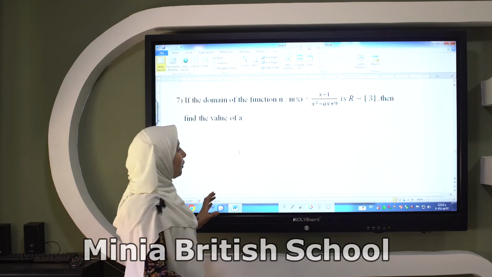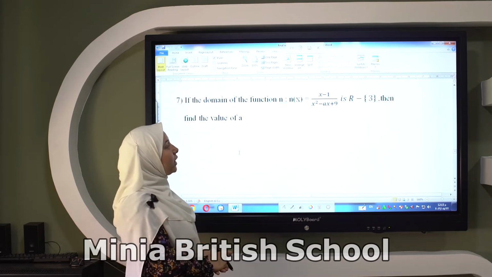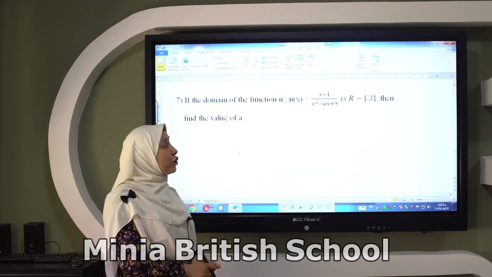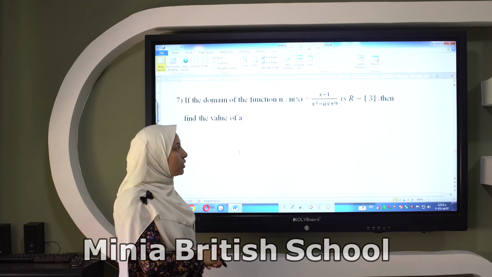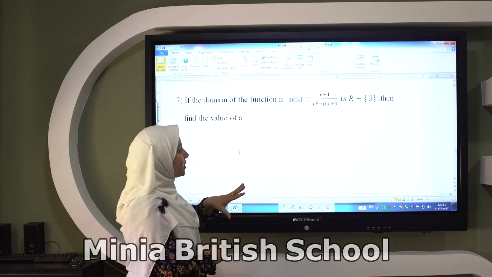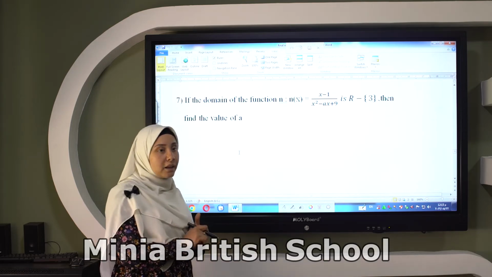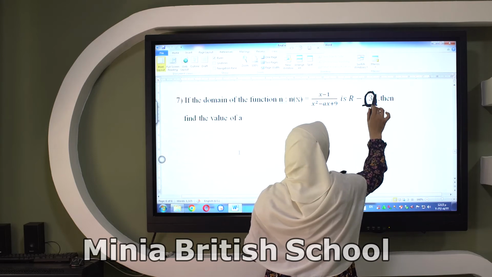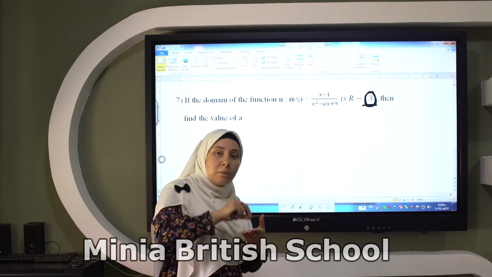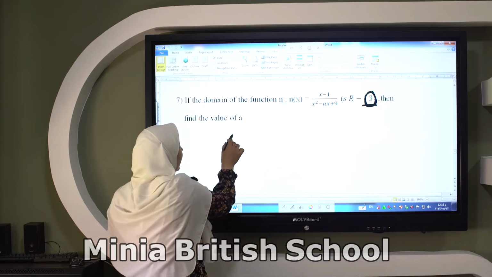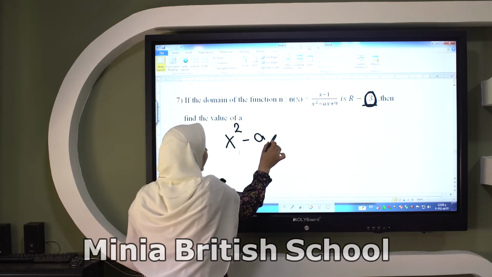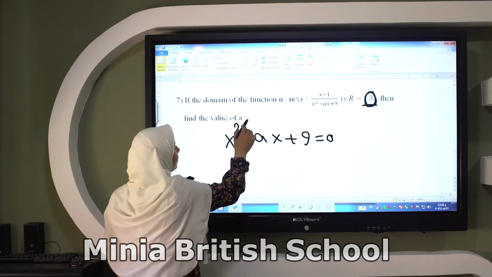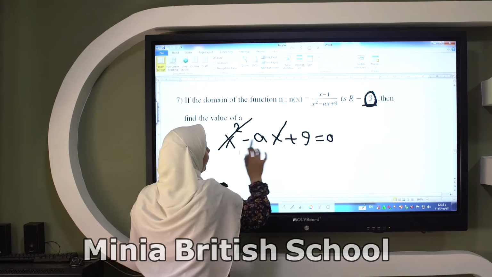Okay, number 7. If the domain of the function h where h(x) equals (x minus 1) over (x squared minus ax plus 9) is R minus the set {3}, then find the value of a. I mean the value of x here equals 3, which makes the denominator equal 0. Then x squared minus ax plus 9 equals 0 when x equals 3.